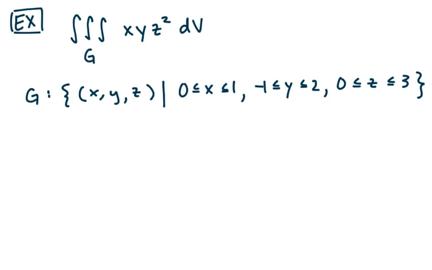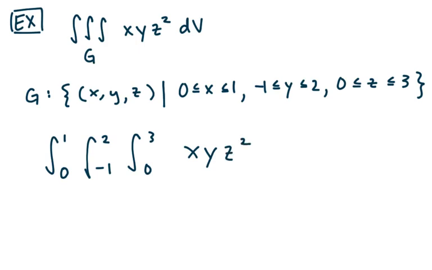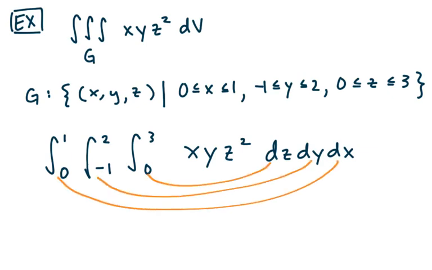So in this case, I would find my x values go from 0 to 1, my y values go from -1 to 2, and z from 0 to 3. We would be integrating my function x, y, z squared, and then my order of integration is going to be dz, dy, dx. Okay, so again, just noticing those are my z's, my y's, and my x's.